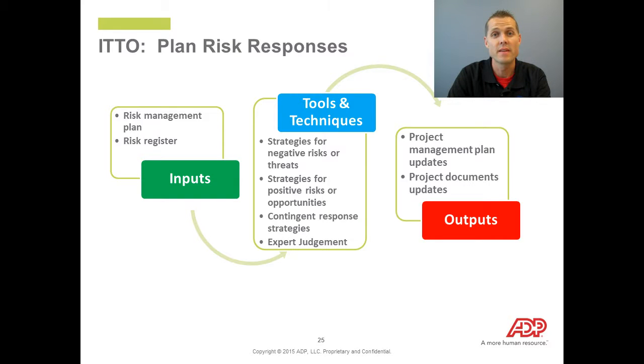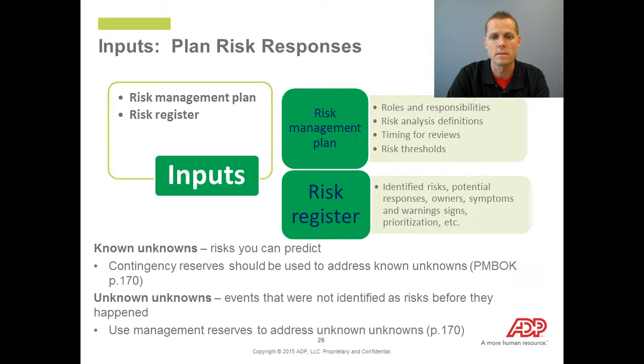So we're in the fifth of six processes within risk management. We've covered plan risk management, identify risk, perform qualitative risk analysis, and perform quantitative risk analysis. So now we're planning risk responses. We've done our analysis, we know how we need to be measuring the risks, we've identified them, and now we're looking at the responses. The inputs to plan risk responses are the risk management plan and the risk register.